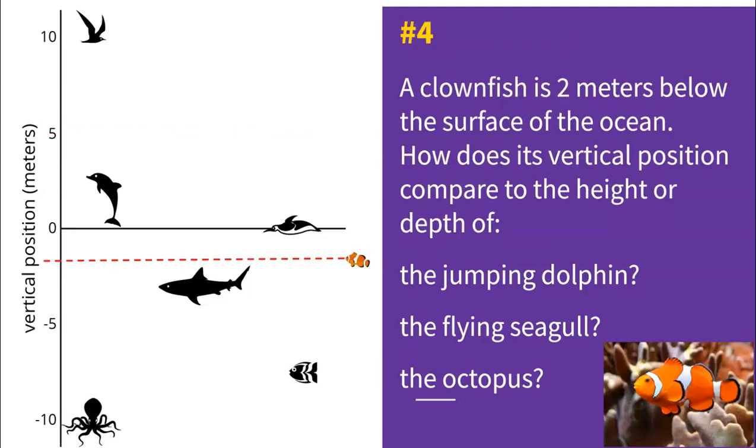Number 4, okay, is a clownfish. A clownfish is 2 meters below the surface of the ocean. And how does its vertical position compare to the height of the dolphin, the seagull, and the octopus? You're going to compare its distance from each of those 3 animals and write them in your book. Pause the video to do that now.